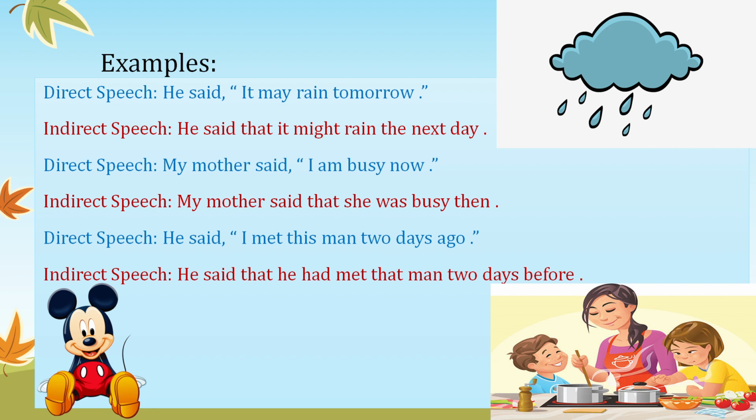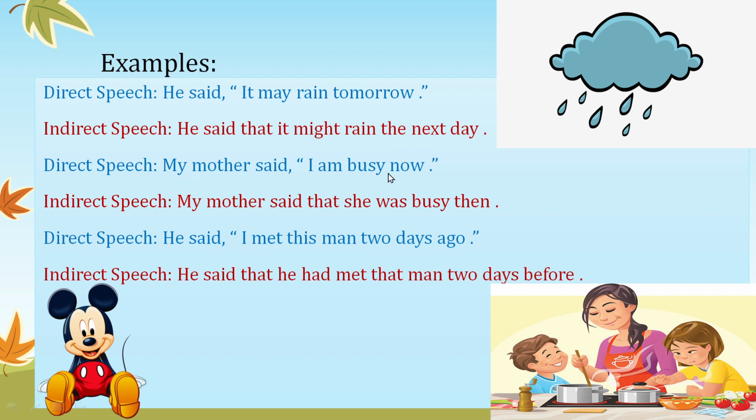Examples. He said, "It may rain tomorrow." Now let's see the changes that we will be using. Inverted commas and commas will be removed in indirect speech, and the conjunction that we have to put. Now we have to take care of things. May will be changed into might, and tomorrow into the next day. He said that it might rain the next day.